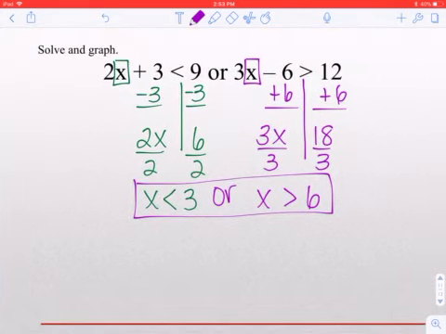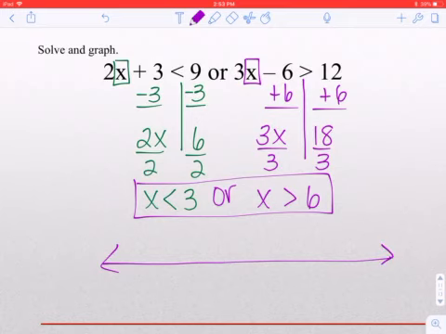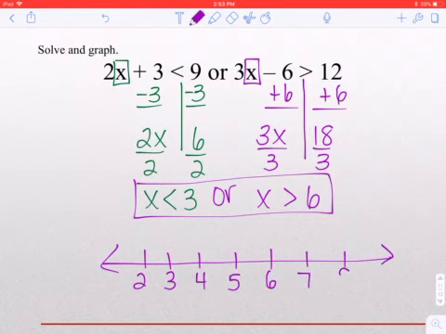Once you have your solution, you're ready to graph it on a number line. So I need to make sure both numbers are included. And I'm going to graph them one at a time. At 3, I have an open circle because that one is not underlined. Less than 3 is everything to the left of 3. At 6, I also have an open circle, and everything bigger than 6 is to the right.